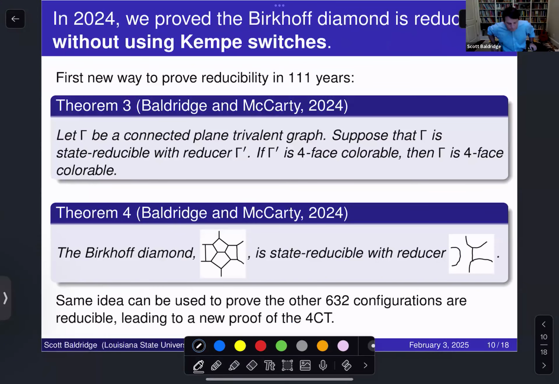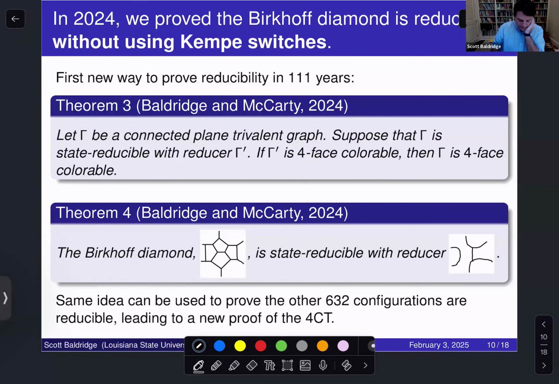Okay. So in 2024, last year, at the very end of last year, we proved that the Birkhoff diamond is reducible without using Kempe change switches. So this is the first new proof of reducibility in 111 years. And we actually show a new way of doing the reducibility because we don't have Kempe changes to do the reducibility with, or at least not yet.